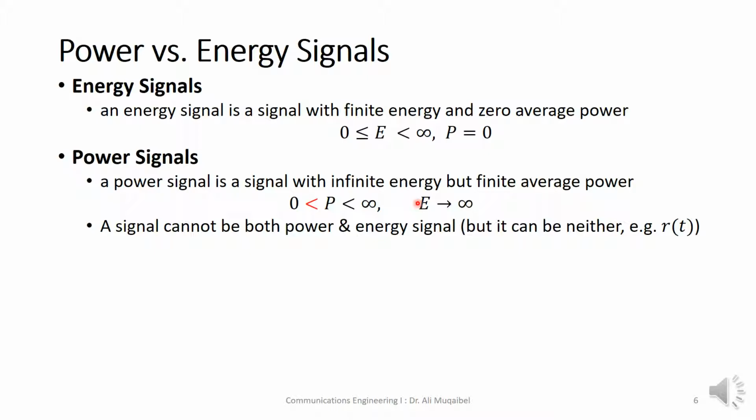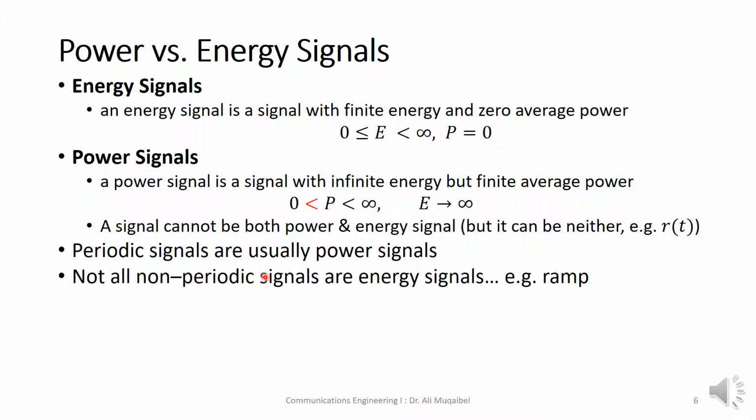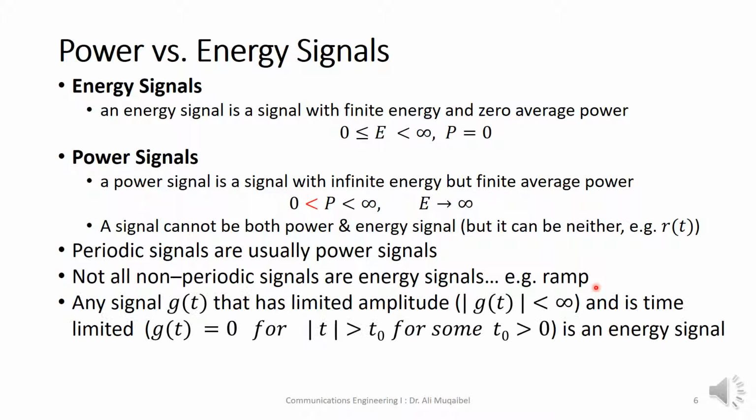All right. Now, in general, usually periodic signals are power signals, and non-periodic signals are usually energy signals, but not always, as I mentioned. The ramp signal is one example. Any signal that has limited power and is time limited is an energy signal. Usually energy signals have a confined area, and it's easy to distinguish them.